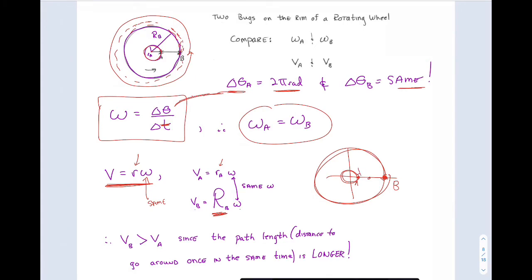So if you get motion sickness on a ride, and you ask, do I want to sit close or far away? Well, if you sit close, near the center, you only have to go a little bit of distance in the same time that this person would have to go that distance. So you would definitely feel it more out here than in there. The linear speed at B is bigger than the linear speed at A because the path length, meaning the distance to go around once in the same time, is a longer distance.